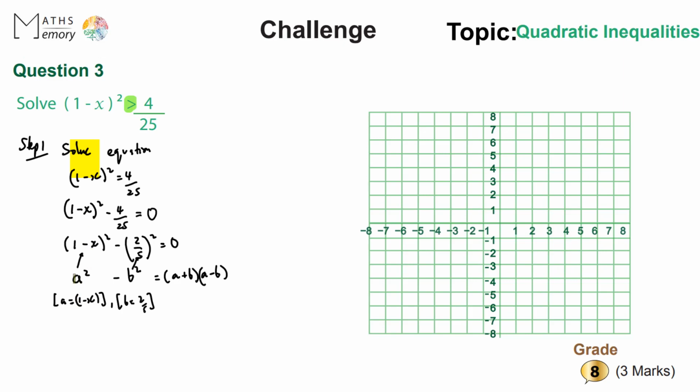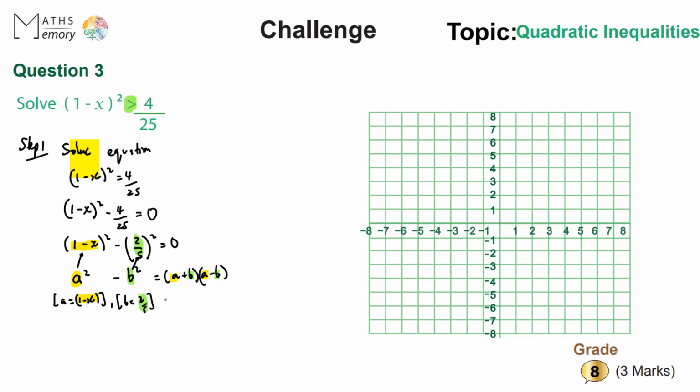This a is 1 minus x, okay? And the b over here, this b, 2 over 5, is simply this 2 over 5 over here. All right, so let's plug this in now. We've got a and a here, and we've got b and b here as well. So if we understand the substitution, if a equals 1 minus x, this is the case over here.